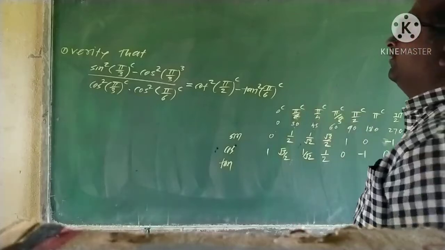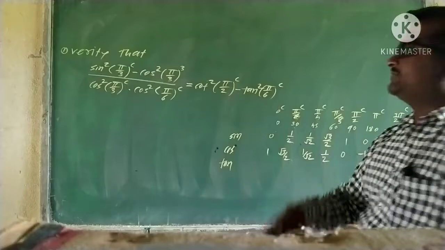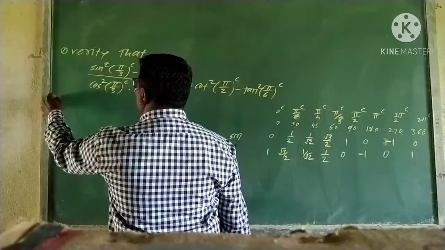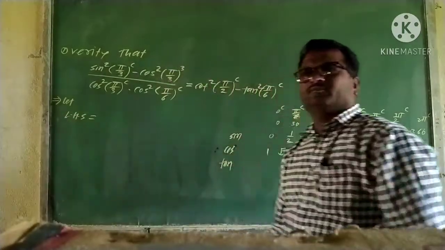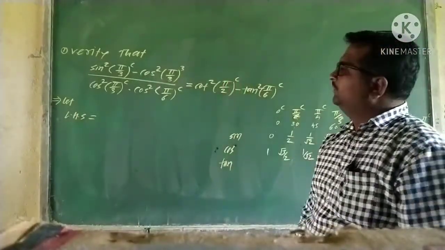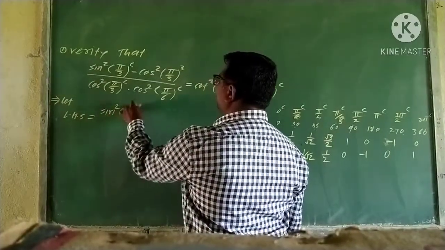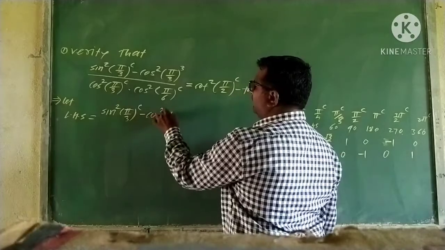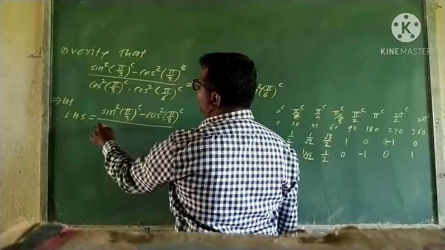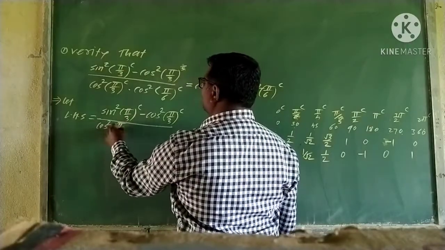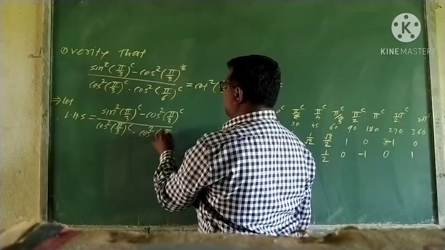Now here, to solve this problem, we have to consider the left side. Let LHS equal the left side of the given problem. Now here the left side is sine square of pi upon 3 radian minus cos square of pi upon 3 radian, divided by cos square of pi upon 3 radian into cos square of pi upon 6 radian.